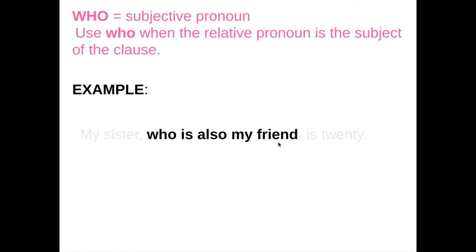So I'm actually going to cover up the rest of the sentence. And if you're looking at a sentence, I would suggest that you cover the rest up with your fingers. Just look at the dependent clause there. Who is also my friend? Now, we're going to start by finding the main verb of that clause. Reminder, verbs can be action verbs or linking verbs. So what is the main verb of this adjective clause? It's is. Now, who is actually the subject of this clause? Who is the subject. Is is the verb.